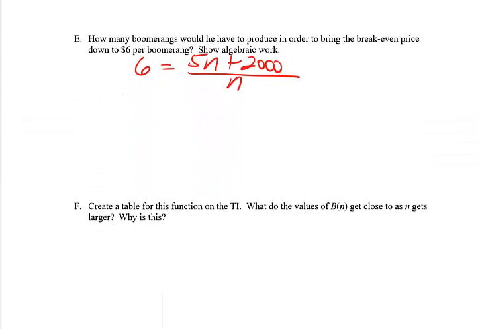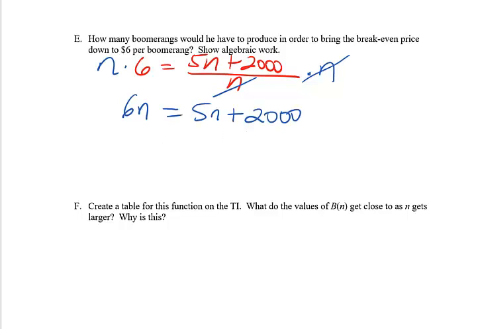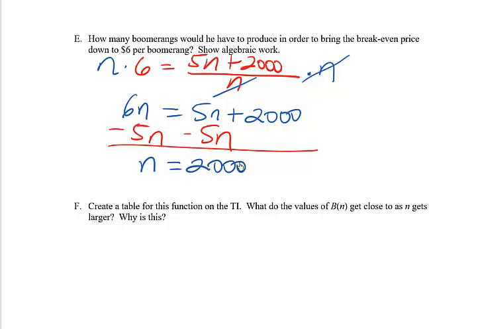First step is clear the fractions, right? I don't want to have fractions in an equation, so I find the LCD. It's thankfully very simple here, just n, and I multiply both sides of the equation by that LCD. Of course, on the right, the n's simply cancel, and then I can simplify what I have left. And then just some simple algebra to finish it off. It looks like if I just subtract 5n from both sides, I will be done. I end up with n equals 2,000. Remember, n in these problems stands for how many boomerangs.